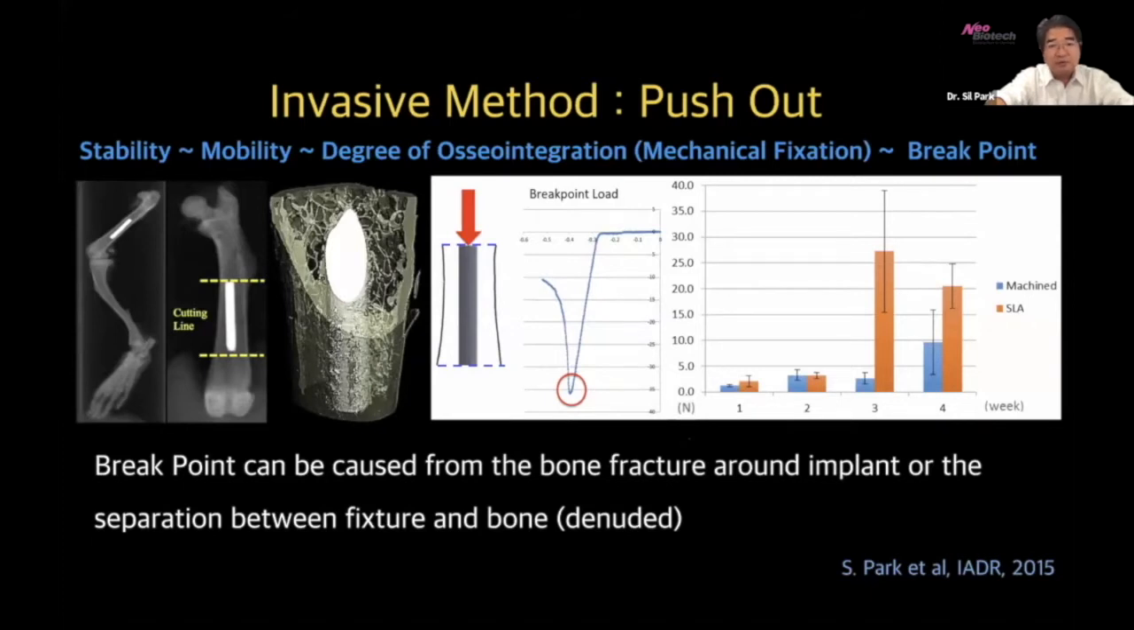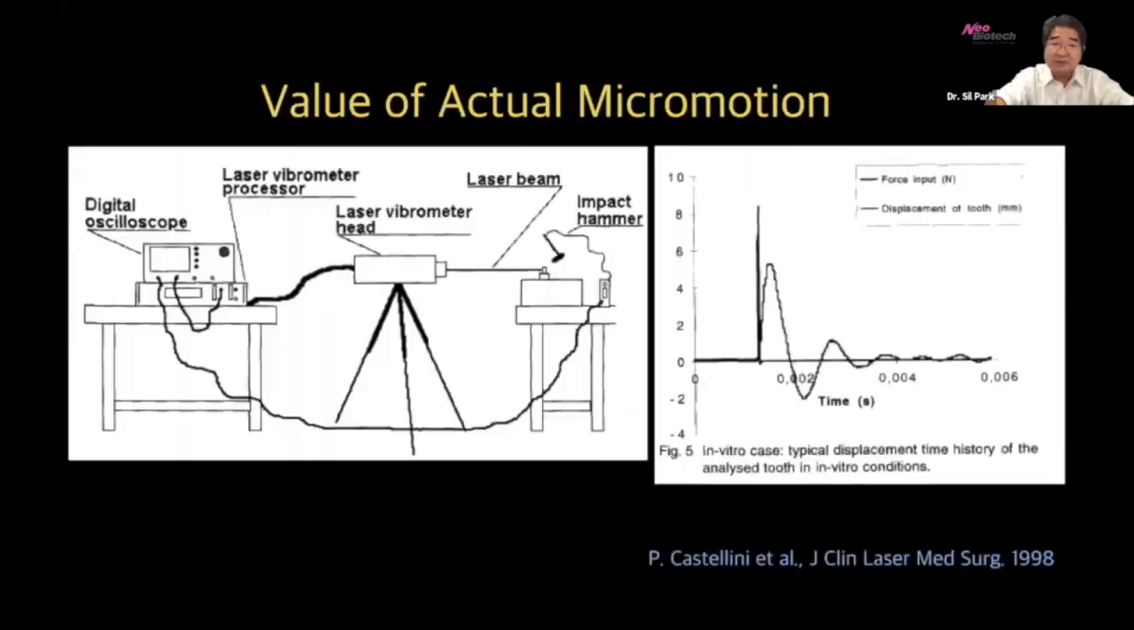So at 2 weeks, 3 weeks, once we cut it, as you can see in the middle pictures, I pushed it out. When I pushed it out, at some point the force is going to drop and bounce up. That is what we call the break point, and then we measure the degree of osseointegration. This is how we use it for clinical research in animals to measure implant stability or degree of osseointegration. But this one is not possible for human beings.